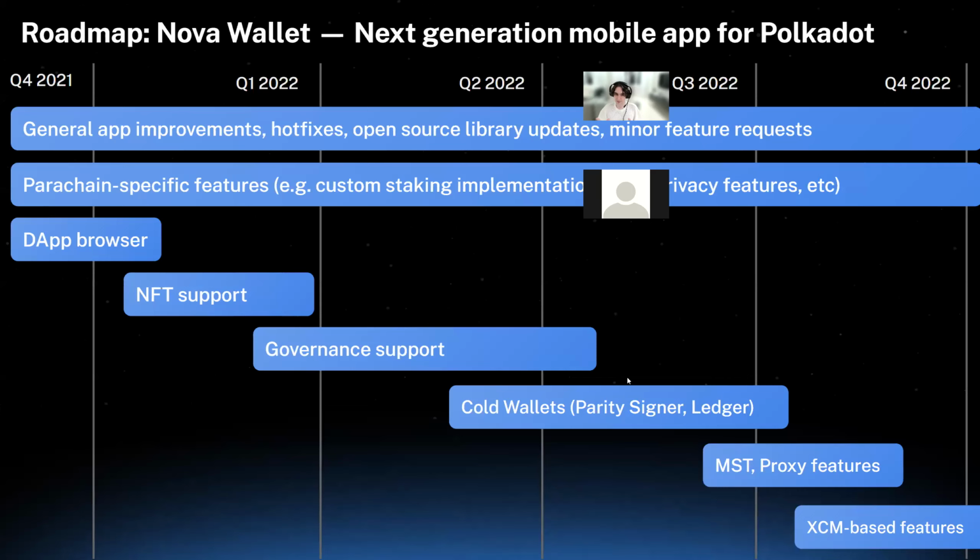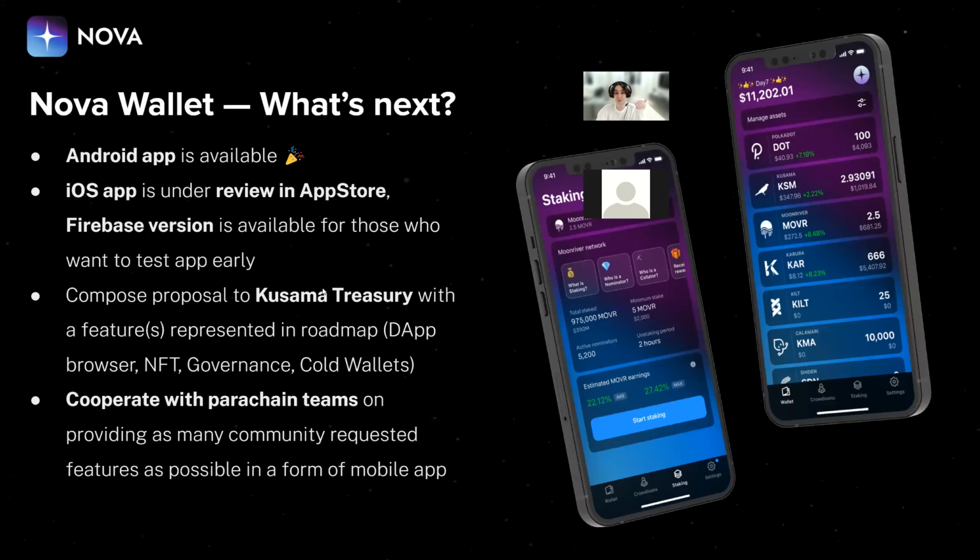So that's the roadmap, or how we see that for the next year for now. As I mentioned, we will discuss with the community what to do. But you can expect definitely the Party Signer to be implemented as a cold wallet, and we will see how it goes with others.